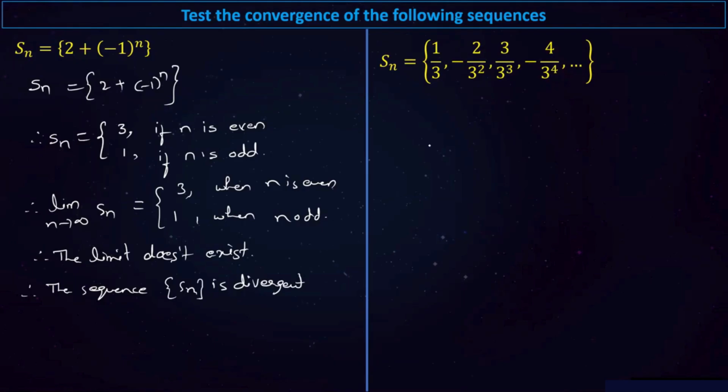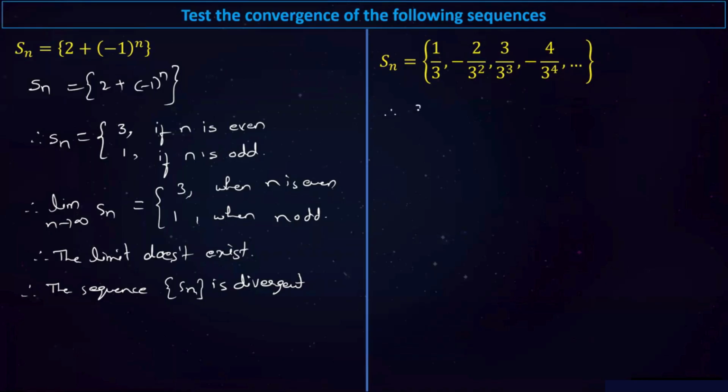Right? So this is one possibility. Now let's look at this question. You are given a sequence of numbers. Sn is equal to 1 by 3, minus 2 by 3 square, then plus 3 by 3 cube, then minus 4 by 3 to the 4, and so on. So this sequence has alternating terms. One is plus and then it is minus. Then next again it is plus, then minus. Alternately, you have positive and negative terms. I'm just writing all those terms here.